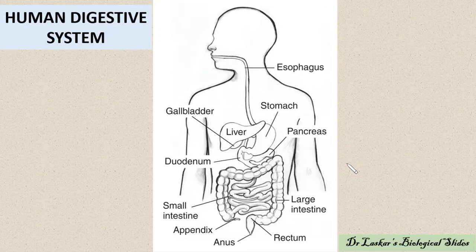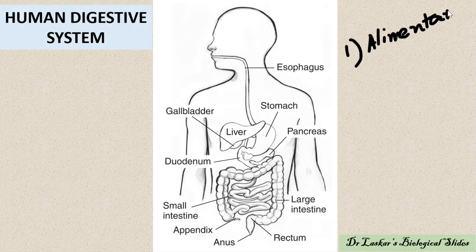Hello students, in this video we will learn about the human digestive system. The human digestive system is broadly separated into two parts. One is called the alimentary canal and number two is the digestive glands.